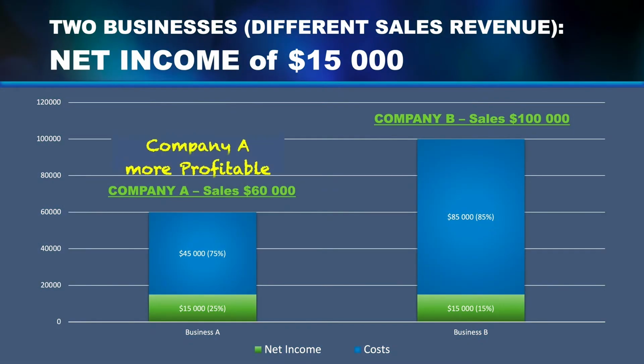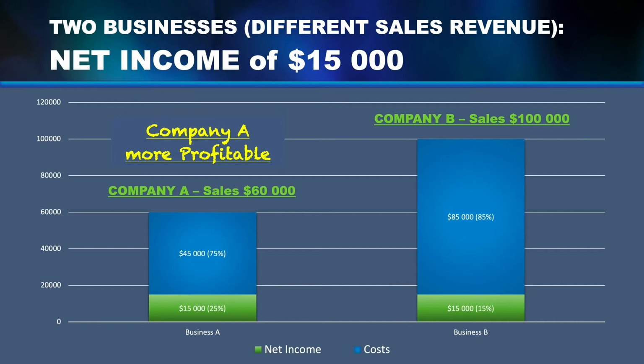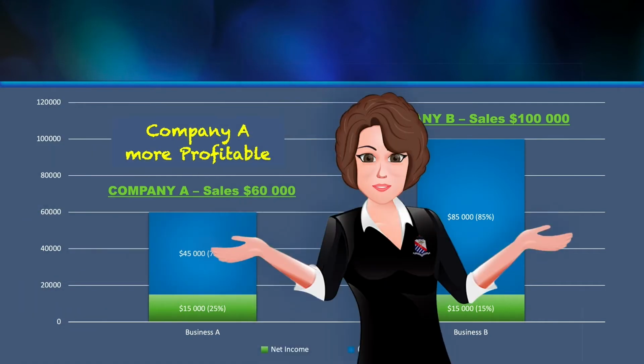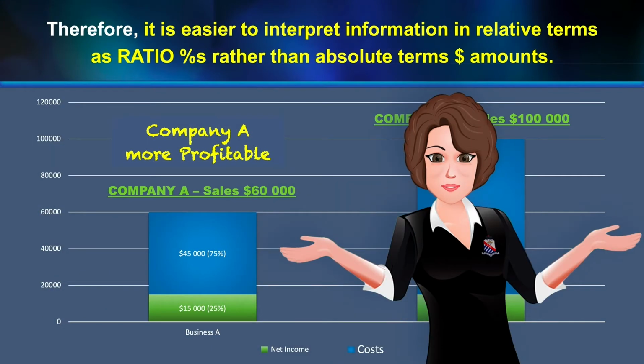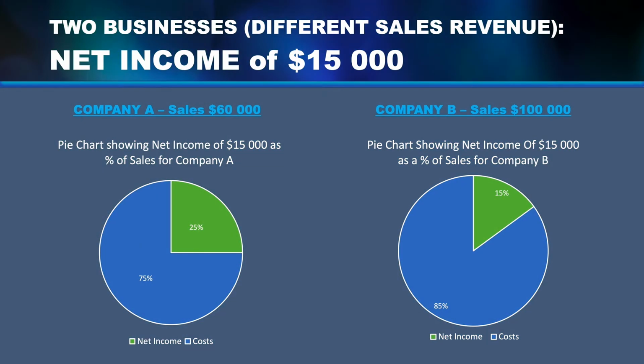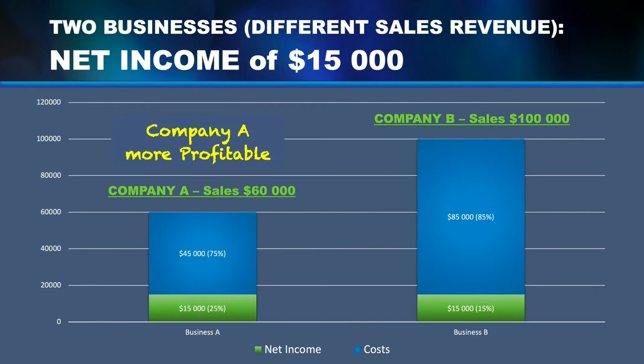Ratios are therefore used to make comparisons. We were able to now compare business A and business B, not just in terms of the absolute amounts, but because we did the ratios, we were able to compare in terms of the percentage of sales. And that gave us more information to determine that business A was in fact more profitable than business B because they generated or earned more income or more profit from their sales revenue.